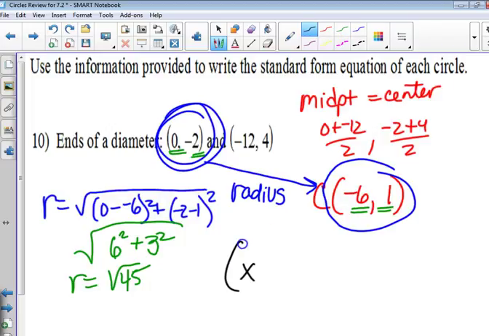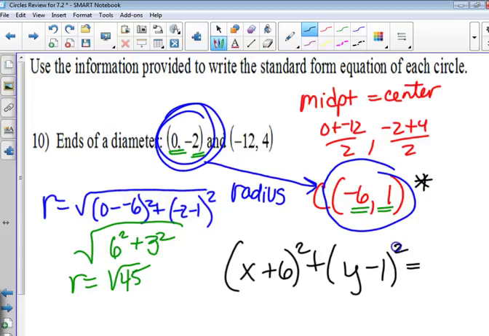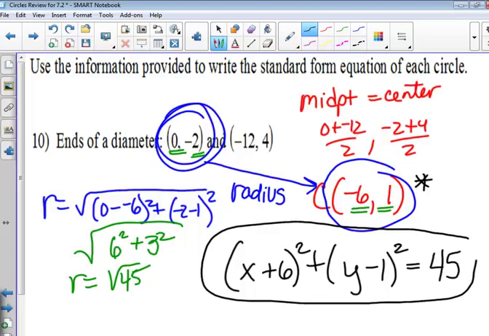So it's going to be x plus 6 squared plus y minus 1. Remember, this was our center over here. Squared equals r squared, which is just 45. Okay.